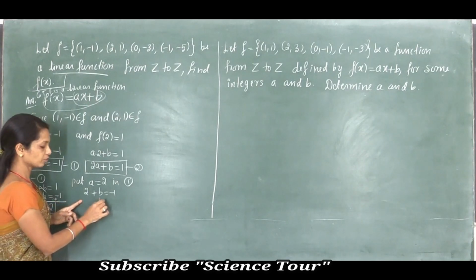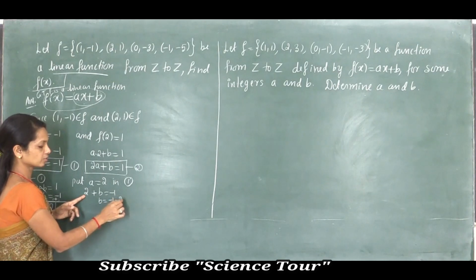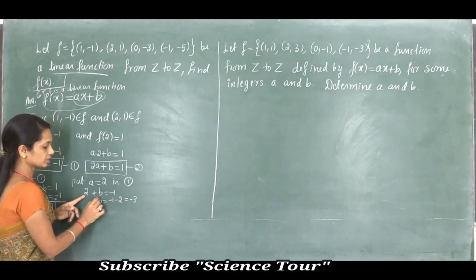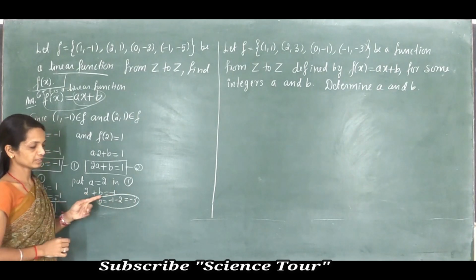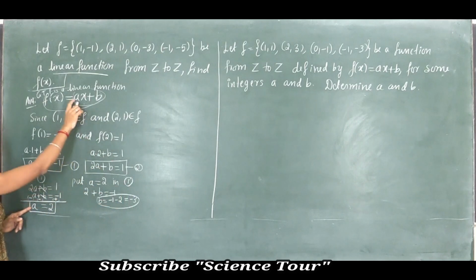Okay, a plus b, you have to write 2 plus b is equal to minus 1. So then that simplifies to b is equal to minus 1, moving to the other side as minus 2. Minus 1 minus 2, that is minus 3. So b is how much? B is minus 3.